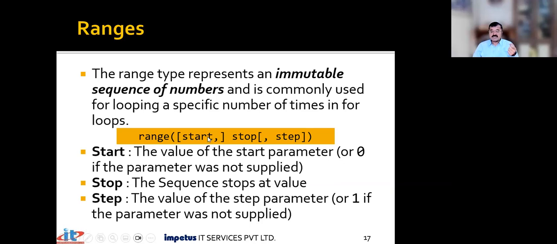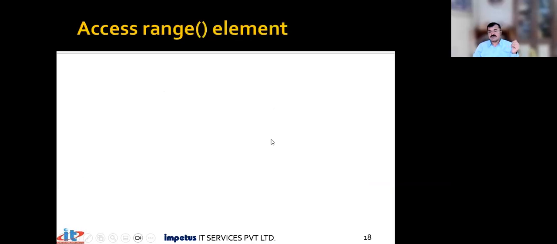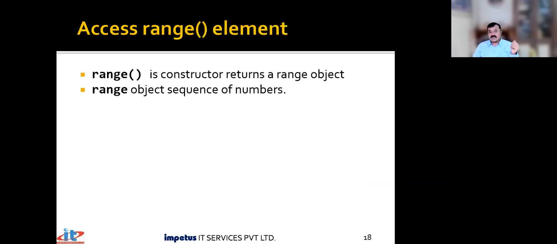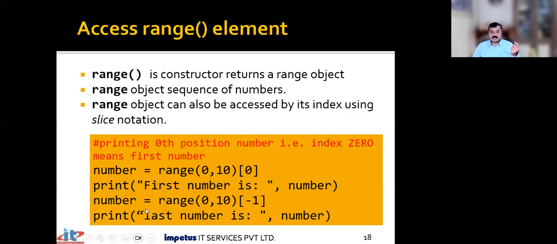That means if I say start is 5, stop is 10, and I don't give step, it will be 5, 6, 7, 8, 9. It's an immutable sequence of numbers that will be created. If I create a range, you can access it as a range object, like a list. If I have a range of 0 to 10, I can say, give me the first element from it, or give me the last element from it. All the indexing applies: positive index from left to right, negative index from right to left. All such things are applicable for range.